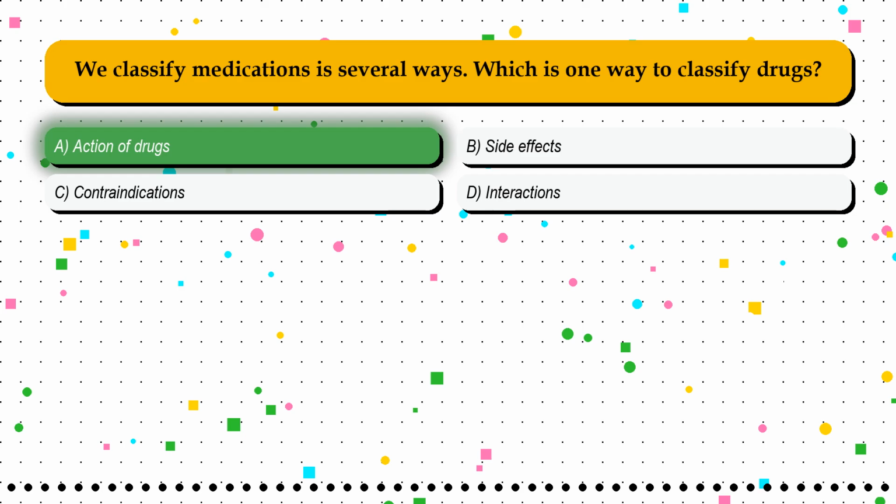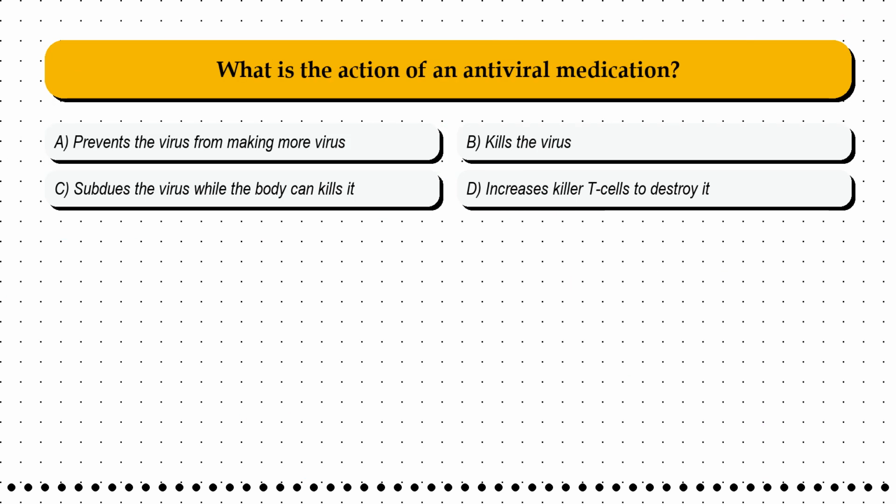The correct answer is option A, action of drugs. Question 367. What is the action of an antiviral medication? Option A, prevents the virus from making more virus. Option B, kills the virus. Option C, subdues the virus while the body can kill it. Option D, increases killer T cells to destroy it.